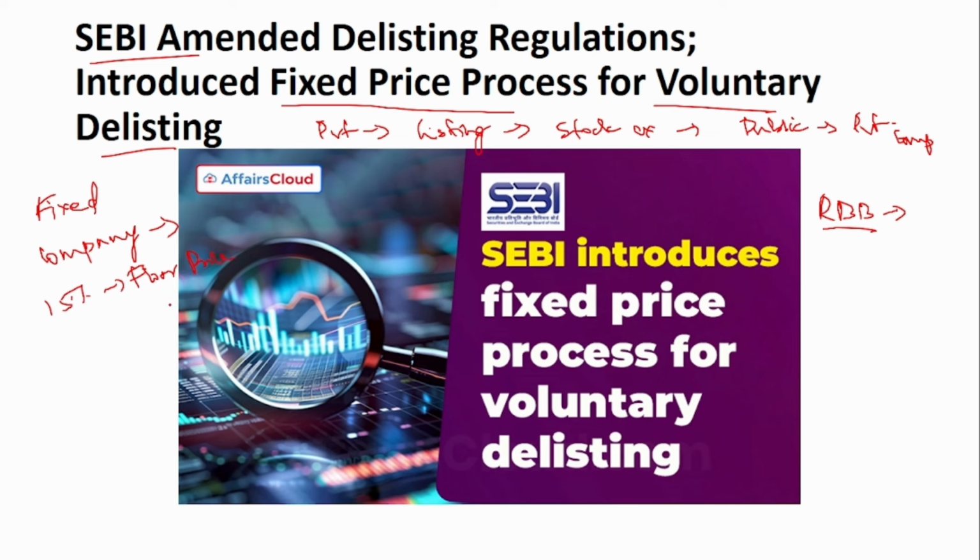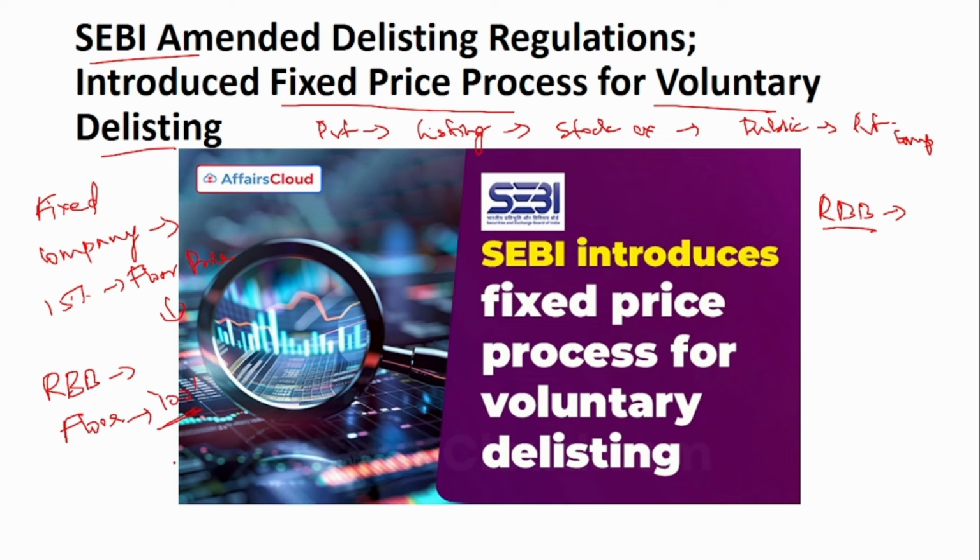With respect to this delisting regulation, the floor price will be calculated and the fixed price will be 15% above the floor price. So that will be the price at which the company will buy back the shares from the public. Similarly, in case of reverse book building, the company will give a floor price. They will tell that this is the floor price. Say it is 100 rupees.